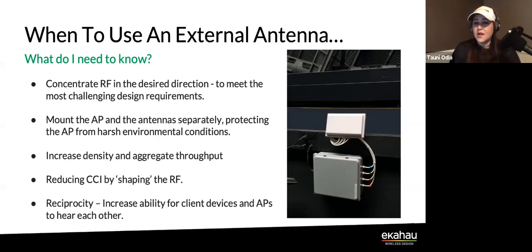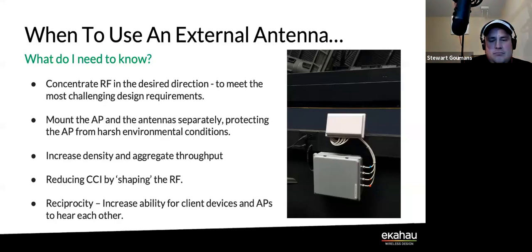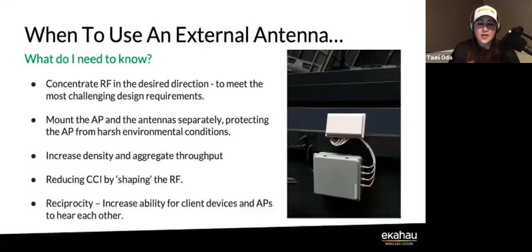Stu, question for you. Folks are asking about different antenna vendors. There's a lot out there. What would you give as advice for folks who don't know anything about antennas or where to get them? What would you recommend they go to for information about antenna vendors and pricing and those kinds of things? That's a great question.